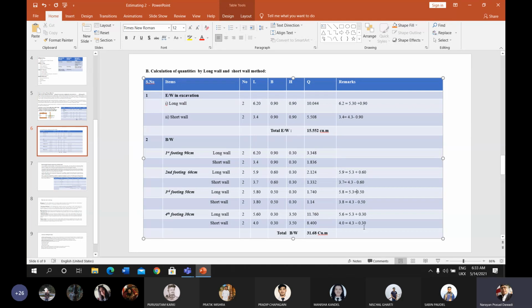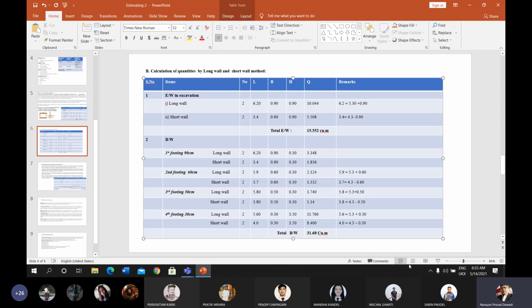For the shorter side, the center to center distance of the shorter wall is 4.3, and subtract 0.3 from this 4.3, you get the value of 4 meter in distance. This is multiplied by the respective width and height, and we add the number, you will get the quantity of the short brick wall for the last footing. After adding all these quantities of the brick work, the total quantity of brick work is calculated as 31.68.